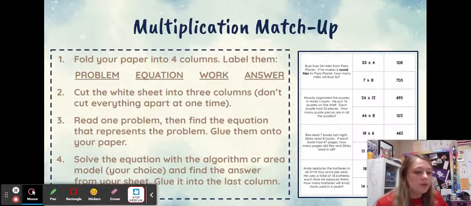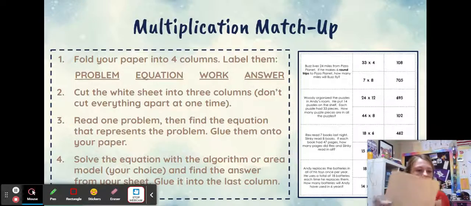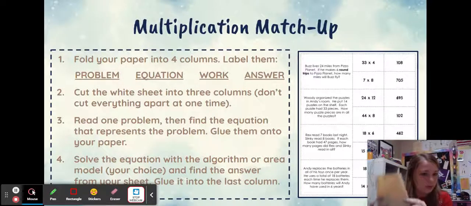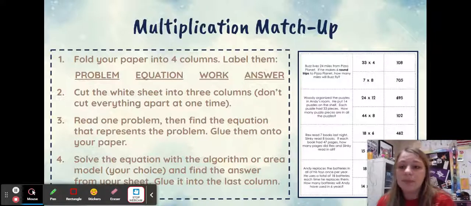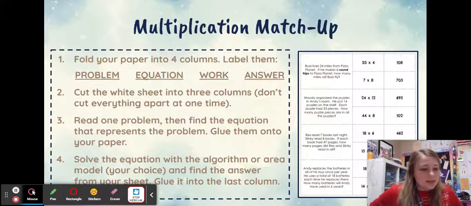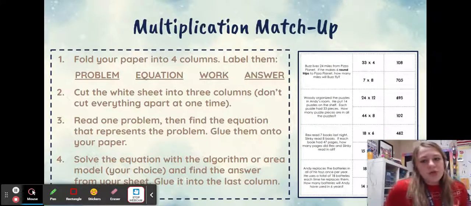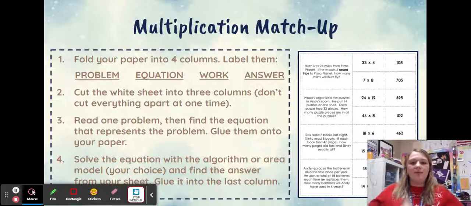You are going to get one of these sheets and a big sheet of manila paper. What you're going to do with the manila paper is start by folding it into 4 columns. So you fold it in half, crease it, then fold it in half again. Easiest way to make 4 columns. You're going to label each of the columns as problem, equation, work, and answer. I have put an example up on the whiteboard by our standard algorithm anchor chart, so you can see exactly what it looks like and make sure that yours is correct. So you're labeling all 4 columns.